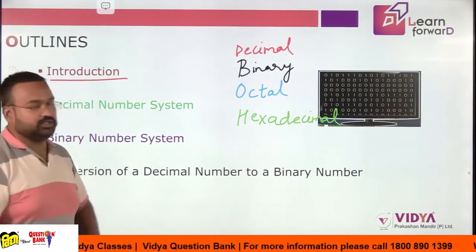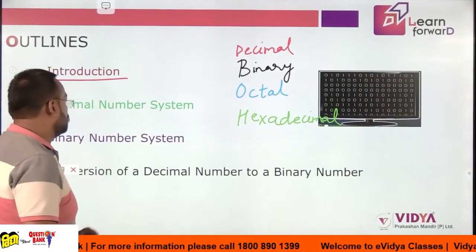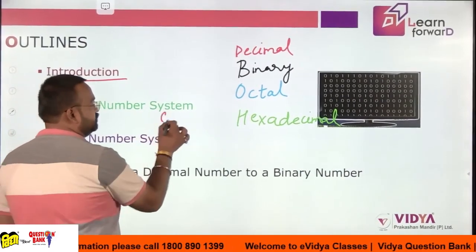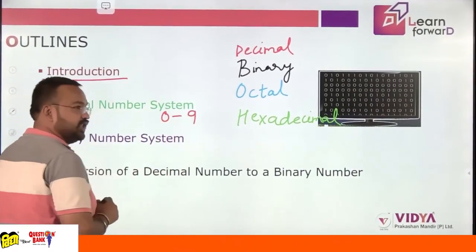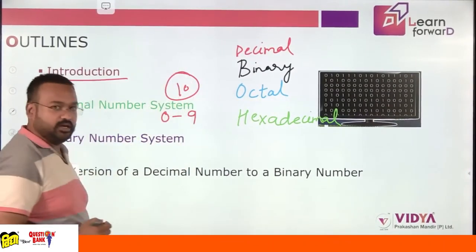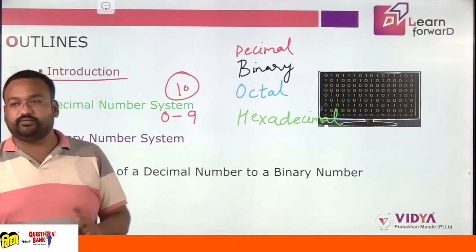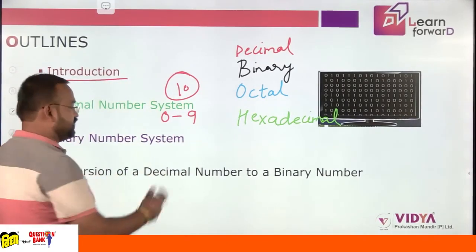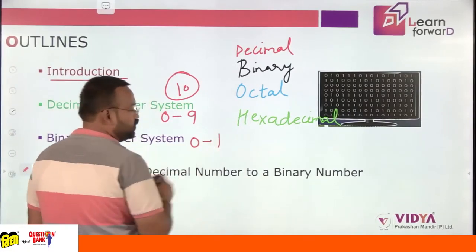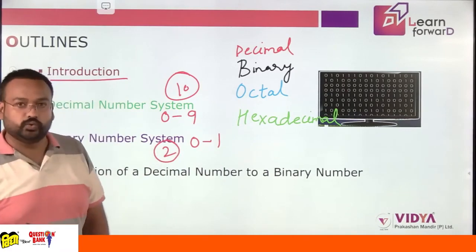We have learned about the decimal number system and the binary number system. We have seen that in the decimal number system only the digits 0 to 9 are allowed and the base is 10. While in the binary number system only 0 and 1 are allowed, so basically there are only two digits, and the base is 2.